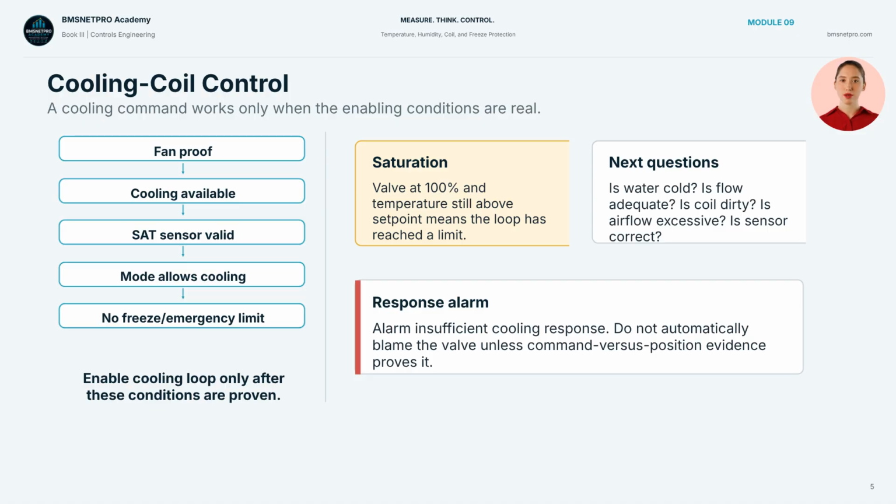Cooling coil control should be enabled only when airflow is proven, cooling is available, the discharge or supply air sensor is valid, the active mode allows cooling, and protective limits are normal. If the cooling output reaches 100% and temperature remains high, do not keep integrating blindly. That is a saturation condition. Check water temperature, flow, coil condition, airflow, sensor accuracy, valve movement, and capacity before assuming the PID needs tuning.